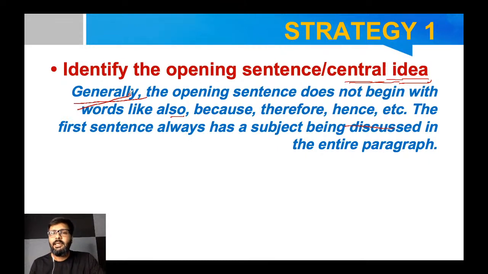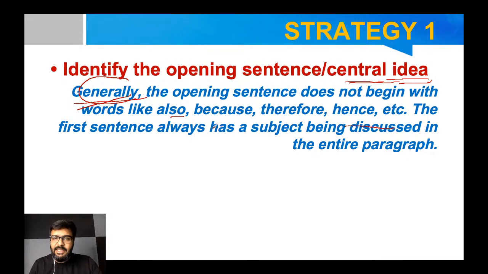What CAT does is, it catches you on exactly what you have read. It catches the opening sentence, and the question says that words like before, therefore, because, therefore cannot start an opening sentence. Let me give them that kind of a question only. They sometimes do that. So a lot of times you need to understand the strategy, to get into that rhythm, to get into that race. Apart from CAT, these will work everywhere. So I said generally the opening sentence does not begin with words like also, because, therefore, hence.